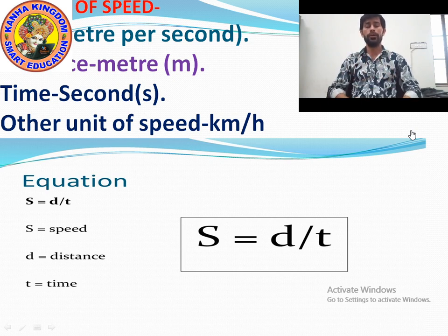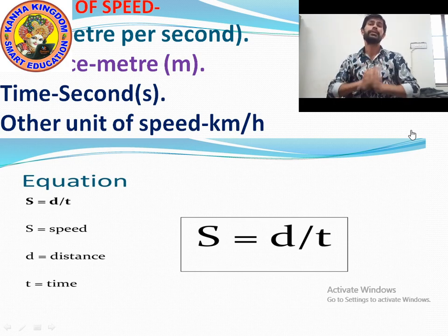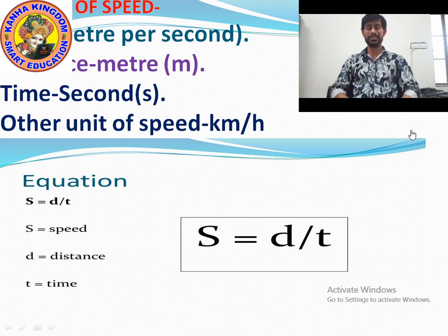The formula of speed is equal to distance upon time. Remember, speed is denoted by S, distance is always denoted by small d, and time is denoted by small t. So what is distance? The length between 2 points is known as distance.